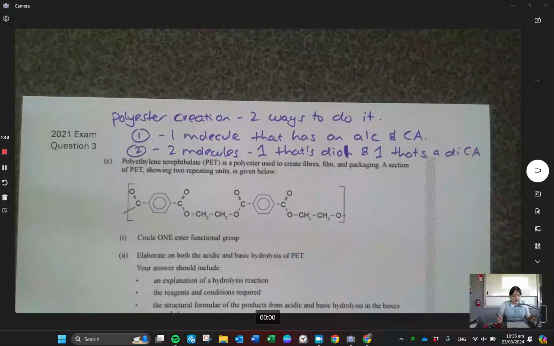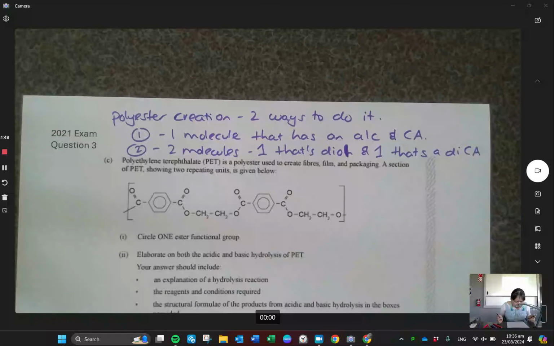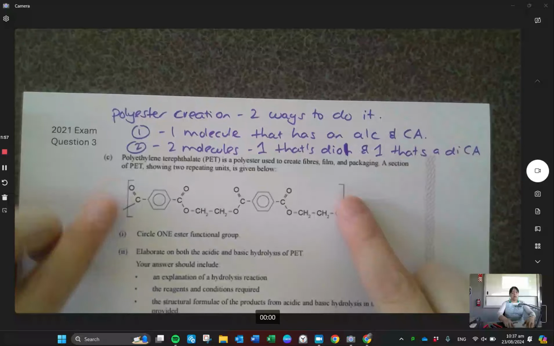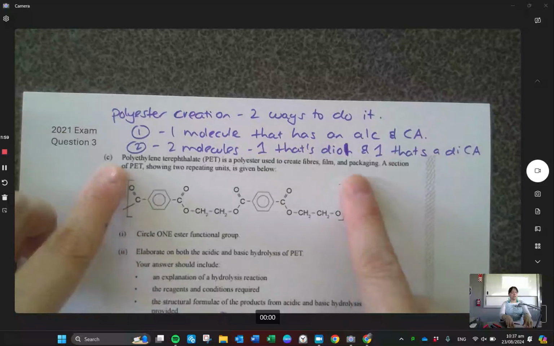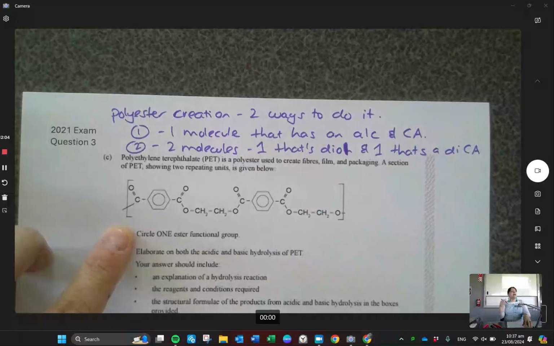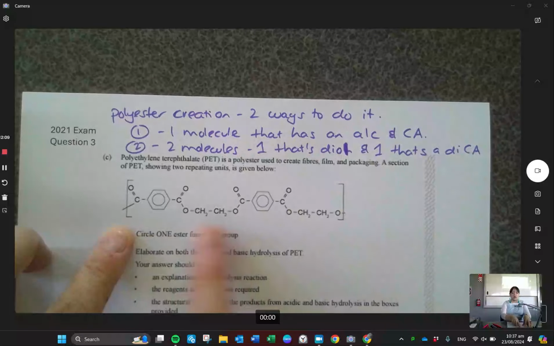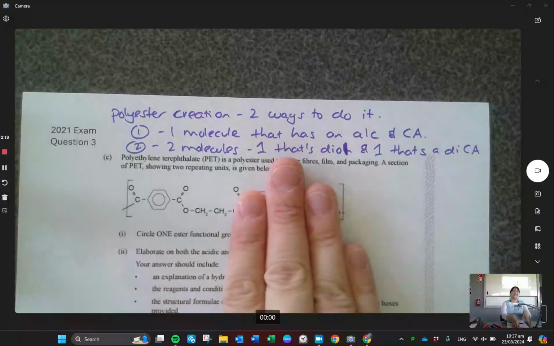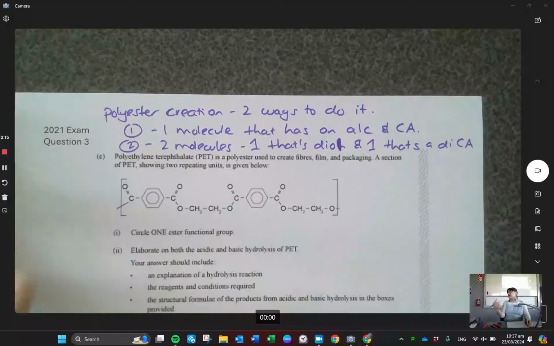So they've given me polyethylene terephthalate, PET is the acronym for it. It's a polyester used to create fibers, film, and packaging. They've shown the repeating unit. So when we're doing polyesters, the way we communicate that across is we do these square brackets, and what we're saying is this is what the repeating chain looks like. They can often ask you to draw a polymer and showing its repeated chain, and they often would want you to draw probably two repeats just so you know what the pattern is. If you just draw it once, then you're like, do you really know what you're doing? If you're doing it twice, then you actually know.